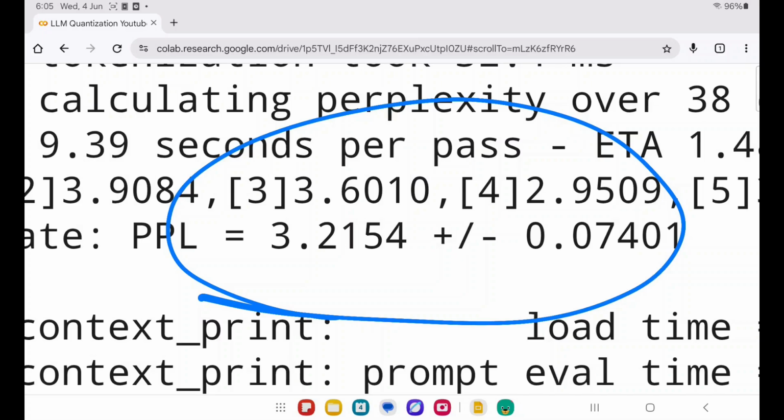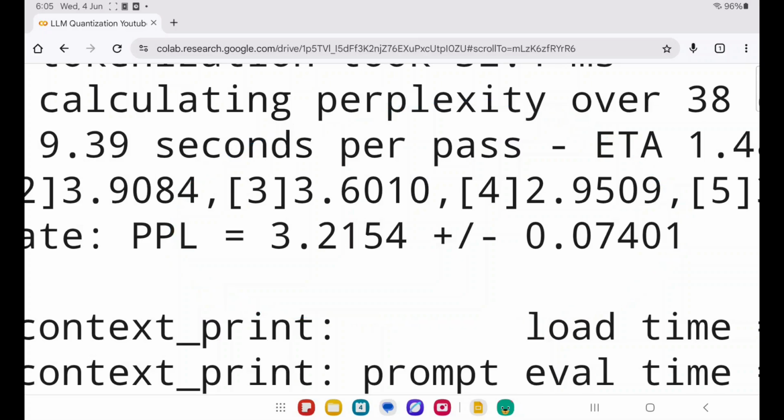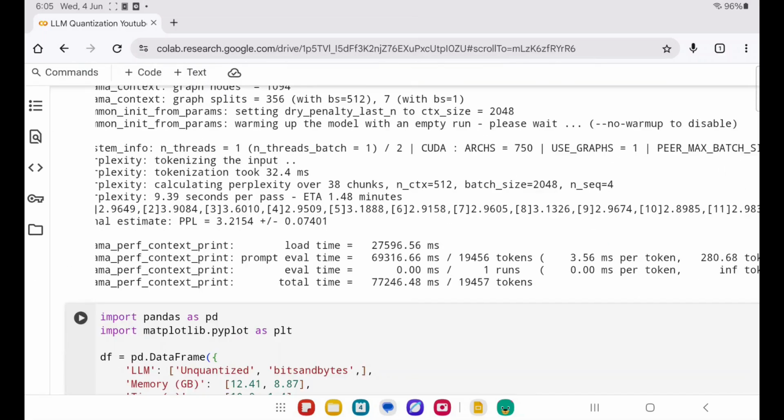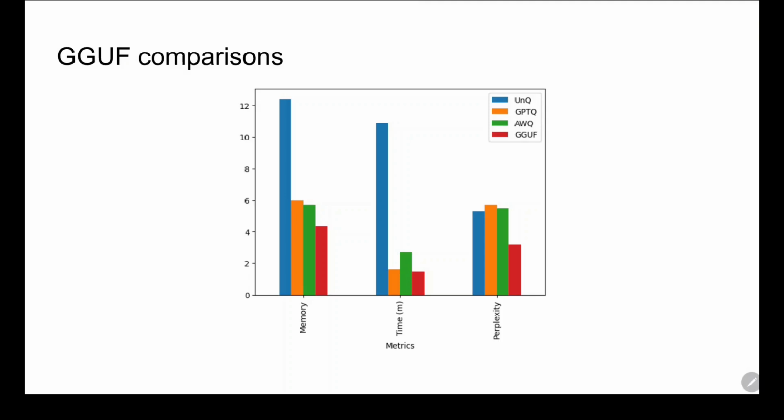Another popular method is using Ollama for local inference. I've made a video on using Ollama for local inference along with other methods for doing local inference. Comparing this with the previous methods, the GGUF model seems quite good. Interestingly, the perplexity is even better than the original model. But definitely the memory and the time requirements have also decreased.